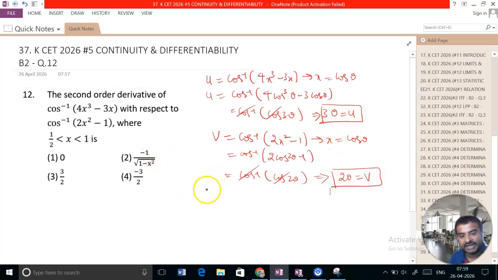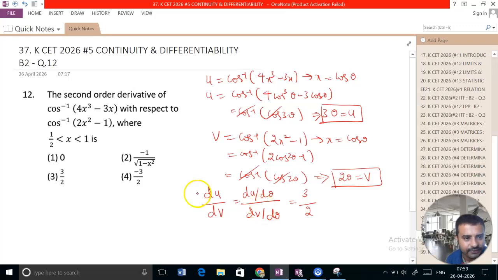Now we have to find the second order derivative. Before that, we should find the first order derivative, that is du by dv. See, what is du by dv? It is du by d theta divided by dv by d theta. Here u is equal to 3 theta, so du by d theta is 3. v is equal to 2 theta, so dv by d theta is 2. So this is your first order derivative.